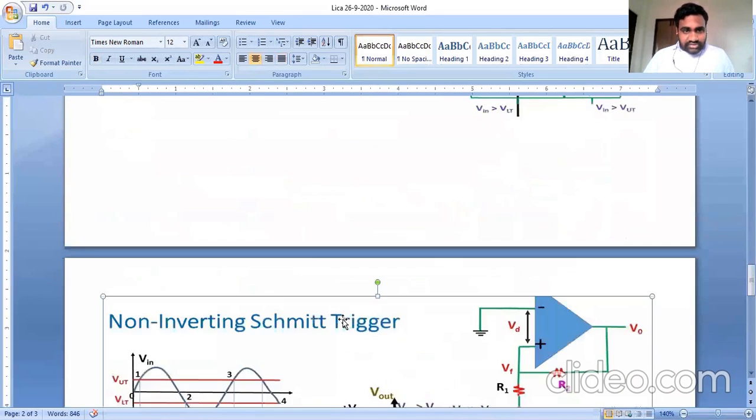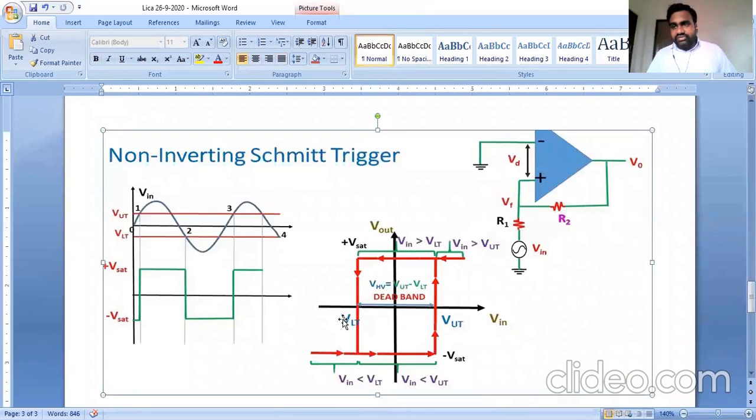Analyzing further, the second classification is the non-inverting Schmitt trigger. The input voltage is connected to the non-inverting terminal of the operational amplifier, and the inverting terminal is grounded. Here we have positive feedback from the output to the non-inverting terminal, and Vin is equal to Vf is equal to V0. So this is the configuration: the feedback circuit is connected to the non-inverting terminal and Vout, and the inverting terminal is grounded.